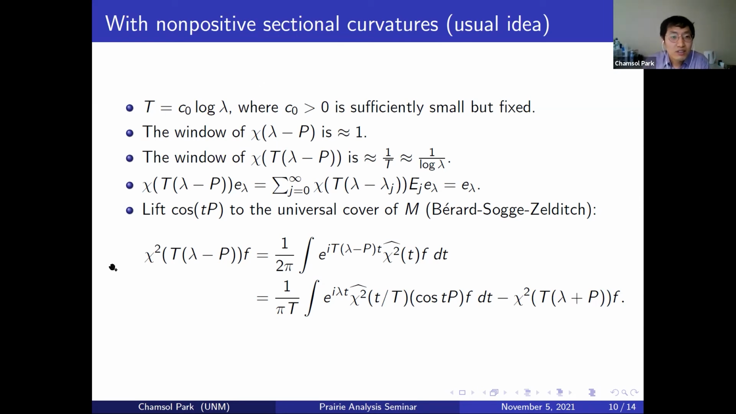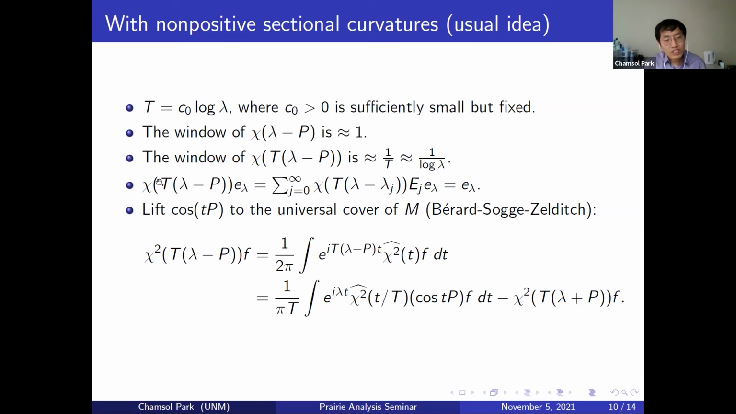And in this topic, the usual way to think about this kind of thing is to define t compatible to log lambda. So t is equal to c0 times log lambda, where c0 is positive, small but fixed. So instead of using the previous approximation operator, now let us think about a new approximation operator, chi of t times lambda minus p. Then, by the same token, chi of t times lambda minus p acting on e lambda is going to be the same as e lambda. So we want to think about this kind of thing.